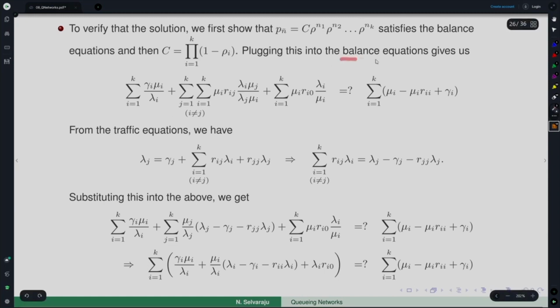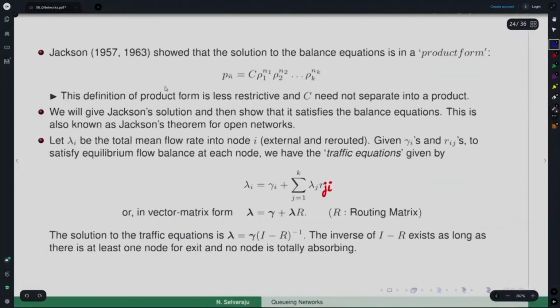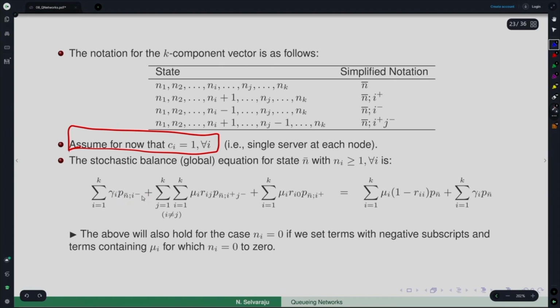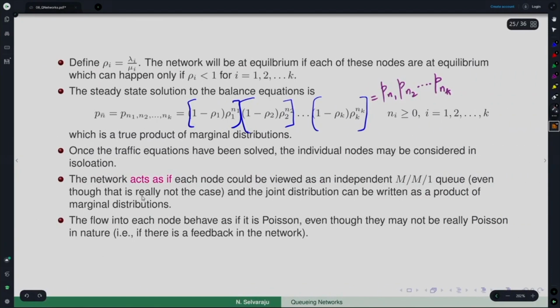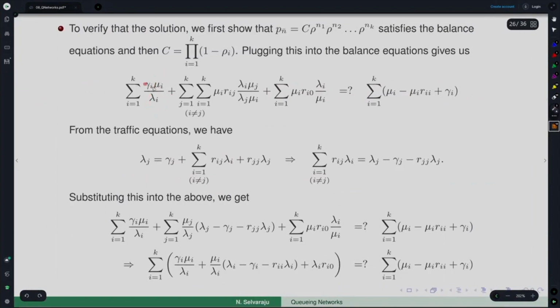Once you plug it into that balance equation, for example this one will give me that factor of 1 over rho i plus, and if I cancel out this quantity on both sides of the equation, we want to see whether this is equal. I am putting the question mark against this equality because we want to see whether these two are equal when you put the solution in both sides of the flow balance equation. For the first term, with P of n-bar i-minus, the ith one will be reduced by 1, so you multiply and divide by rho i, and gamma i divided by rho i is what you get here. All the other terms you will do in the same fashion. After cancelling, this is what you end up with.